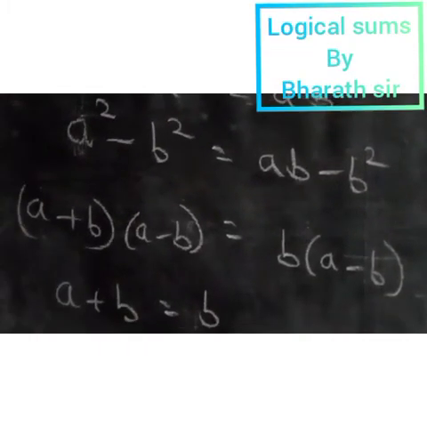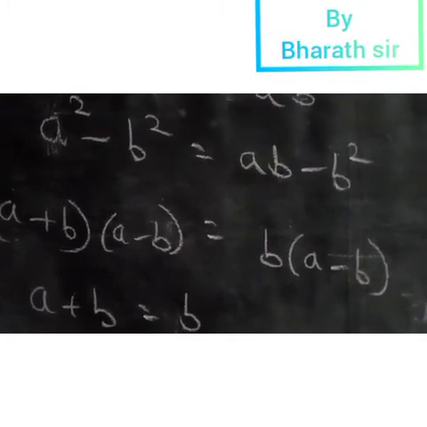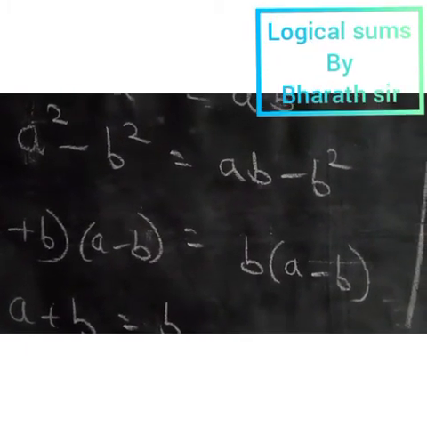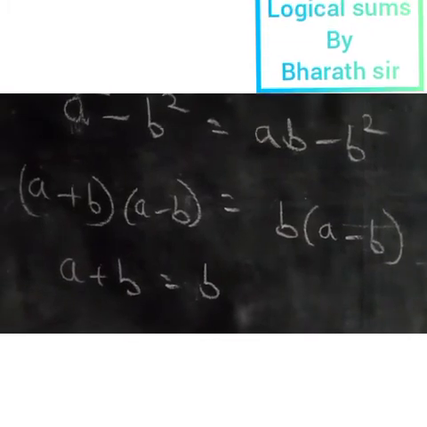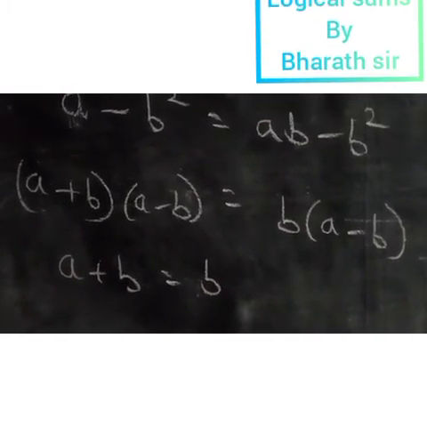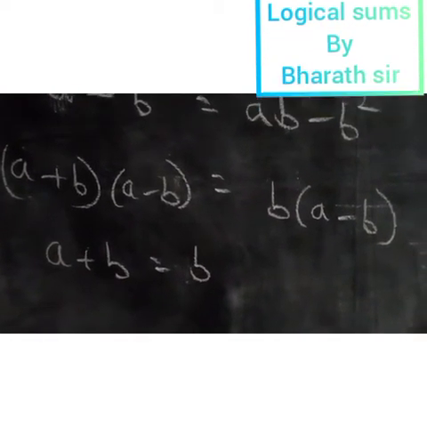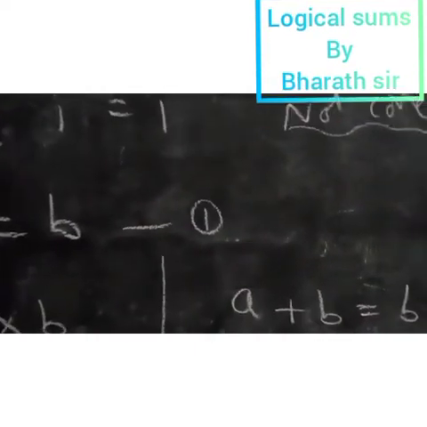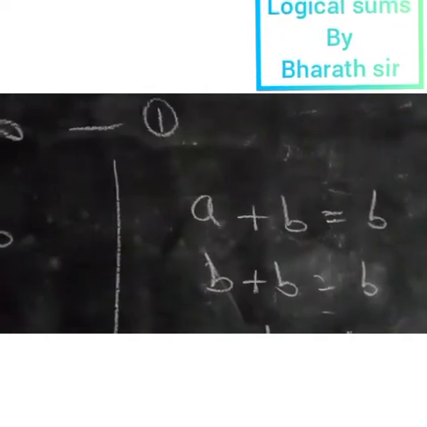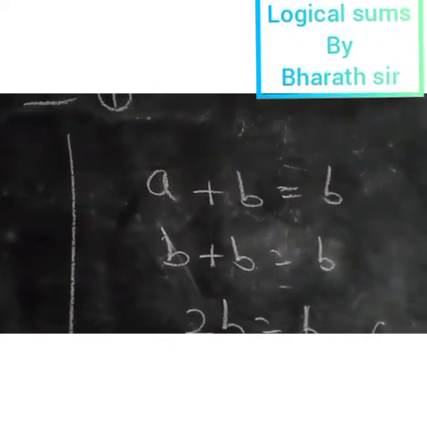What is the formula of A square minus B square? A plus B into A minus B. From AB minus B square, take B as common, you will get B into A minus B. Now on both sides you can cancel A minus B. Then remaining is A plus B equals to B. A plus B equals to B.